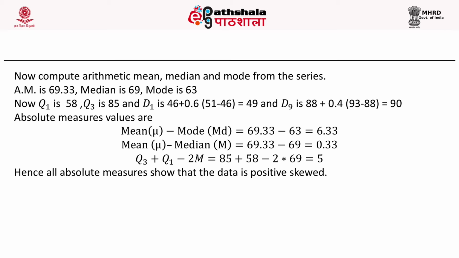Now for the absolute measure the values are 6.33 for the formula mean minus mode, and for mean minus median the value comes out to be 0.33.